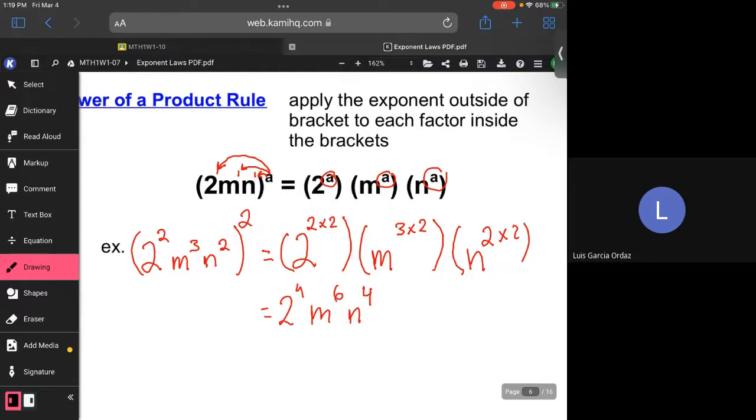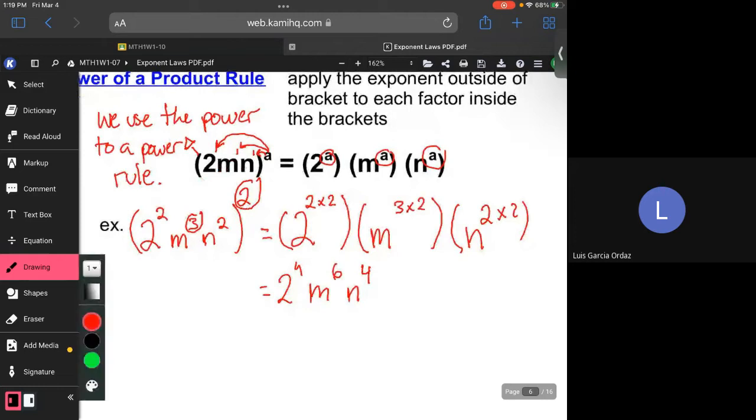So for this one, I'm going to say we use the power to a power rule. Why is m times 3 times 2? Because my exponent here is 3, and I have a power on the outside, which is 2. So it's technically a power to a power, so we have to multiply those numbers together. So I'll do another one. Oh, you just gave n. I just gave m an exponent 3. Oh, okay.